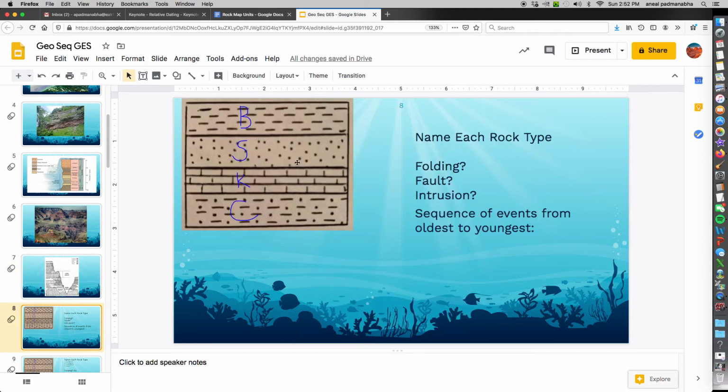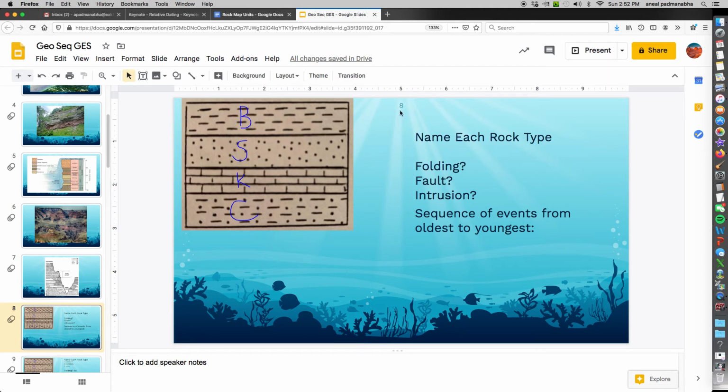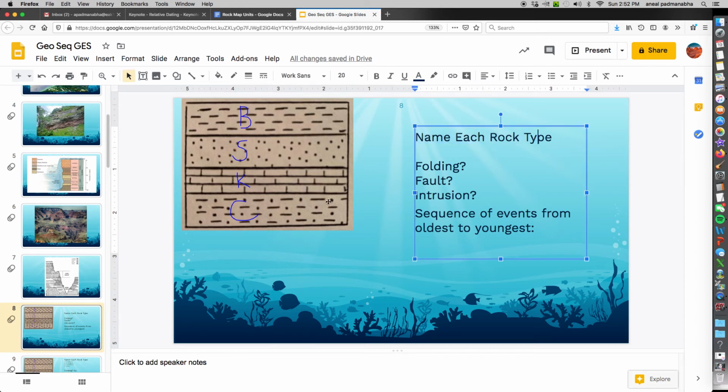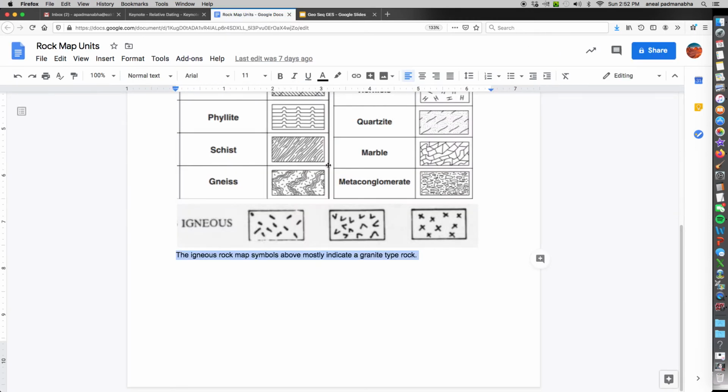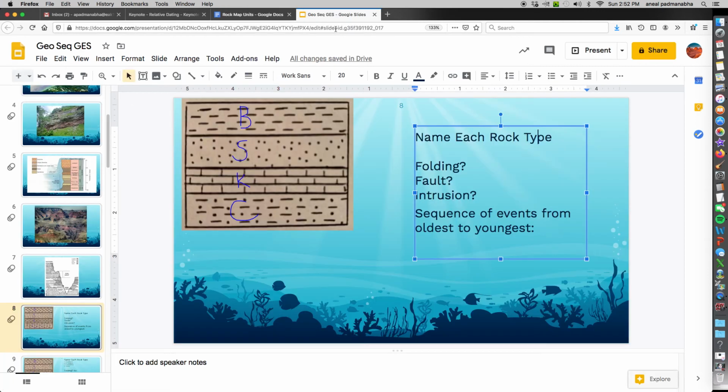Here is a rock column right here. We are on slide 8, so we know what slide we're on. And we have a bunch of questions we have to answer. So the first one says, name each rock type. So we have dash dot dash dot. We can go up here, look on our chart. We know that is siltstone. Okay, good with that one.